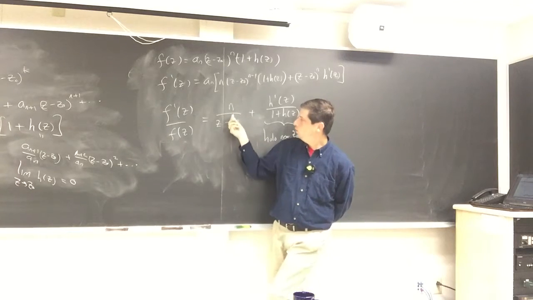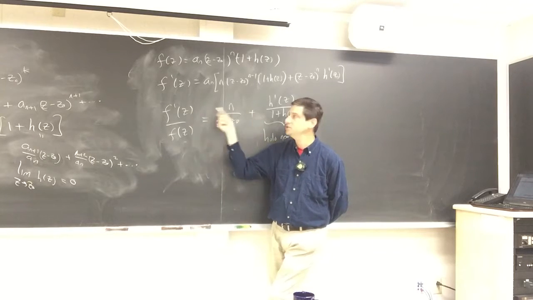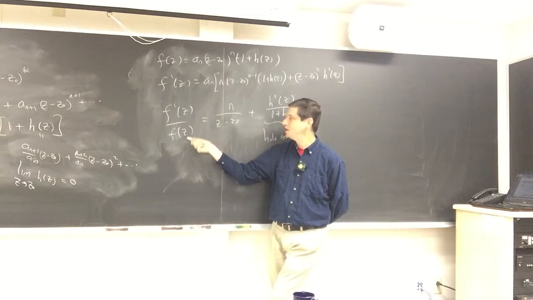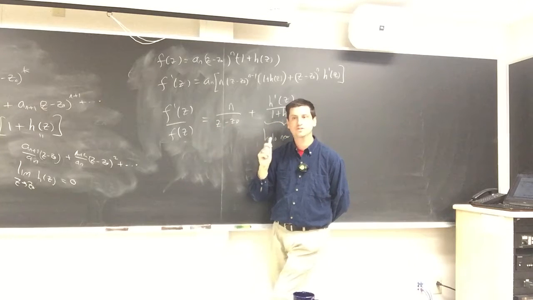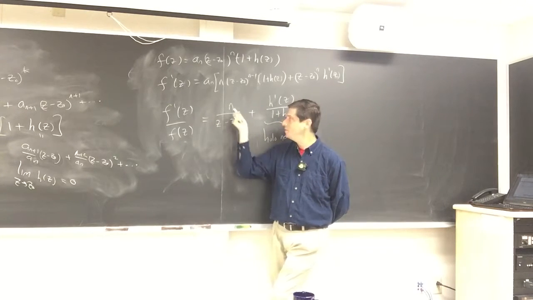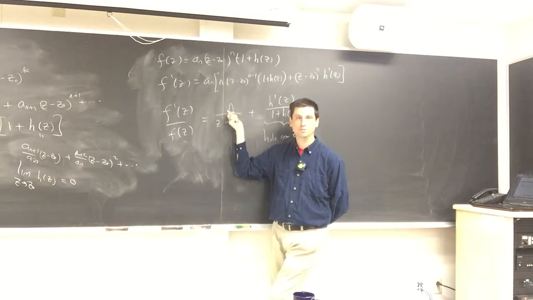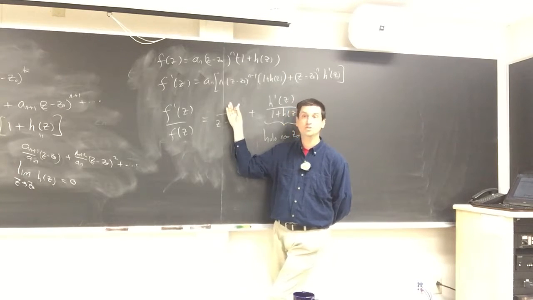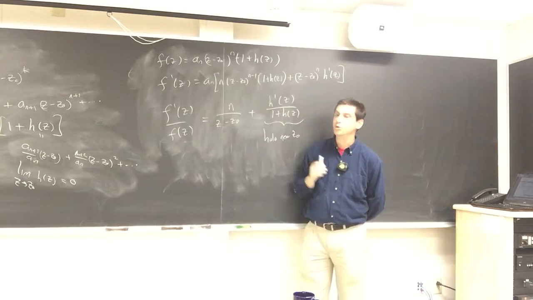What's fascinating about this is notice that the coefficient a_n doesn't matter. When you look at f prime over f, the coefficient does not matter. All that matters is the order of the zero or the pole. And in fact, if there is no zero or pole, if the function is non-zero, then n would be 0, this term would vanish, and you would just have a nice holomorphic thing.